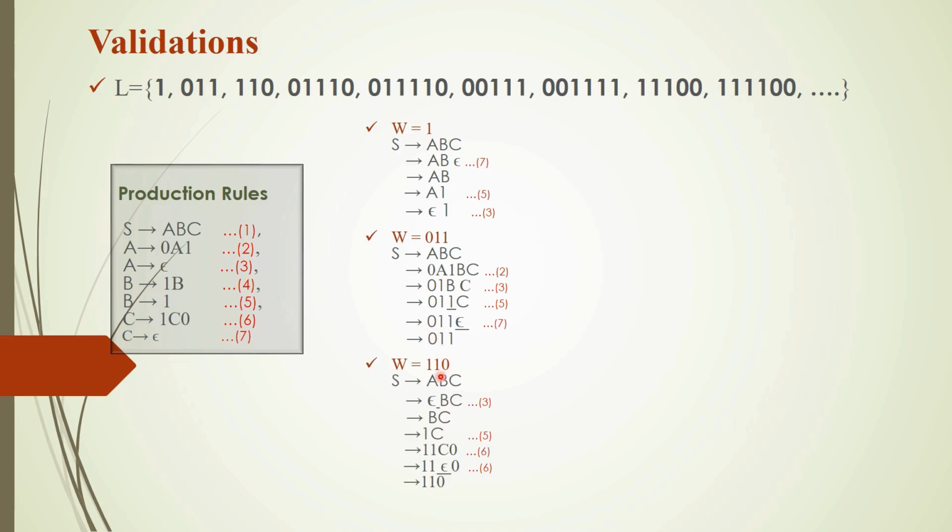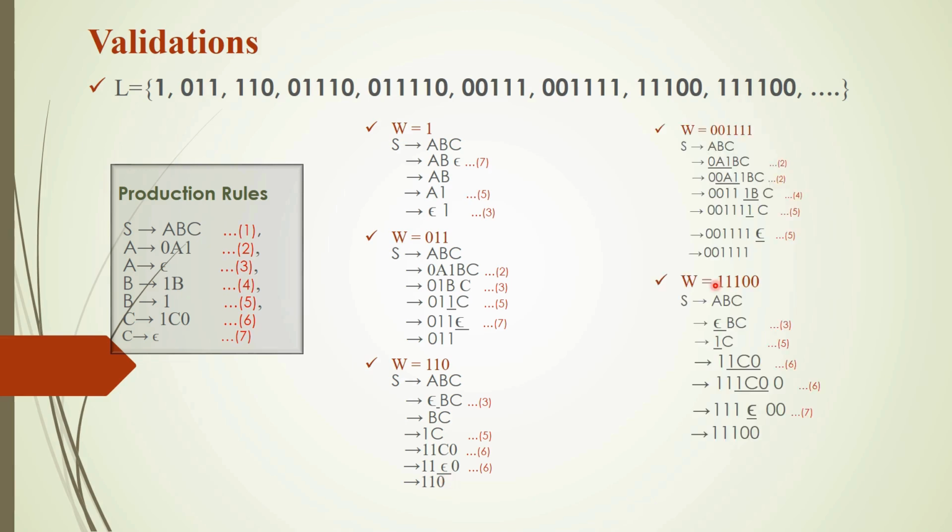Now the next one is 110. Similarly, I am implementing 110 over here. The starting symbol is the same, which is ABC. Now I have to generate 110. 10 is generated with the help of C, but 1 is generated with the help of B. So I'm going to first substitute A with epsilon, then B and C remain. Now B is substituted by 1 as per the fifth rule. Then C is substituted by 1C0, so from this 1 and 0 are there. Now you can see 110, your string is already generated, so you have to substitute your C with epsilon.